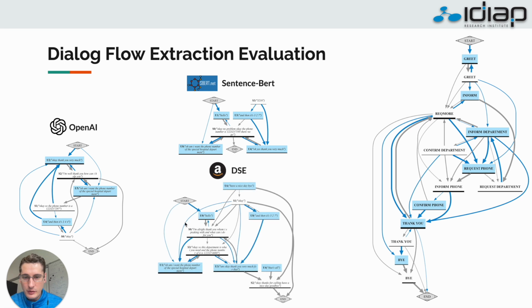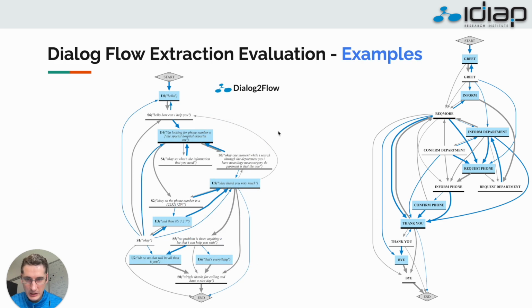Something similar happens if we use dialog sentence embeddings, like from Amazon, embeddings trained from dialogs. We have a better flow compared to semantic embeddings, but it still is not capturing the same complexity as the original one. And we see here that with Dialog2Flow, although not exactly the same flow, we get a flow that has more or less the same complexity, and it captures more or less the same flow.